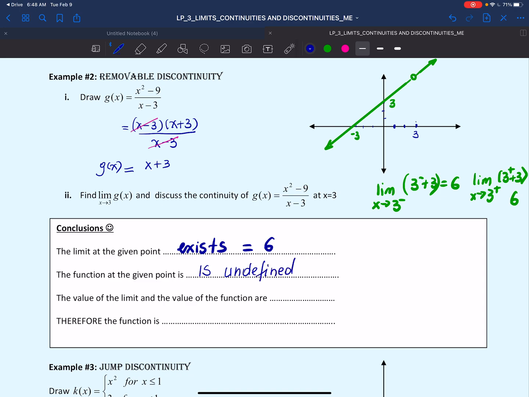All right? The value of the limit and the value of the function are not comparable because one doesn't exist. Therefore, the function is said to be discontinuous at x equals 3.